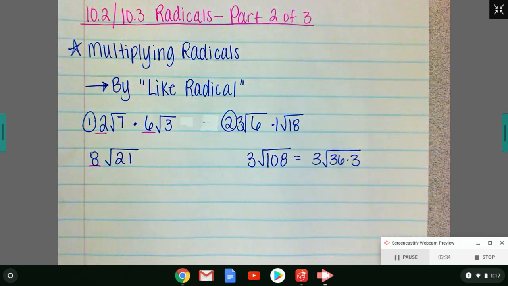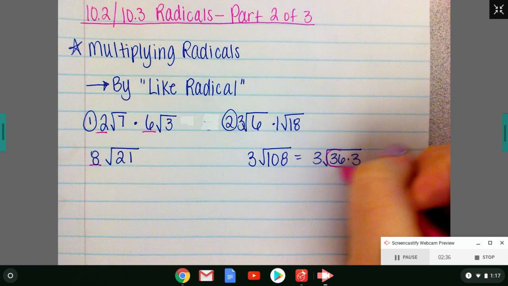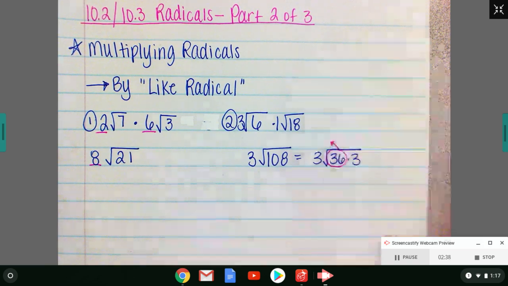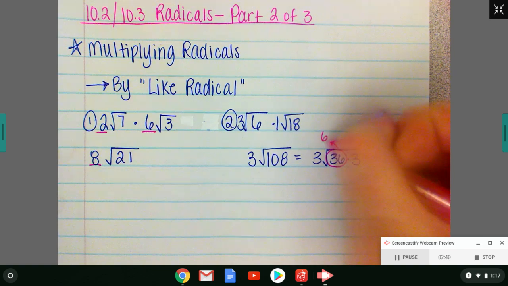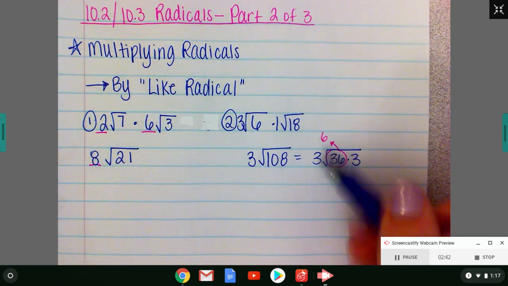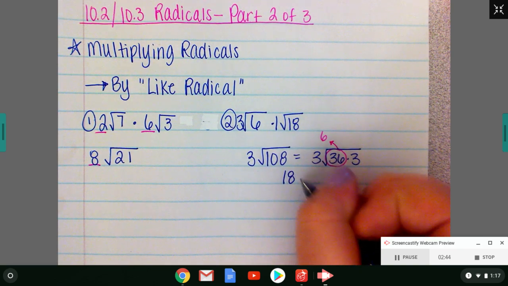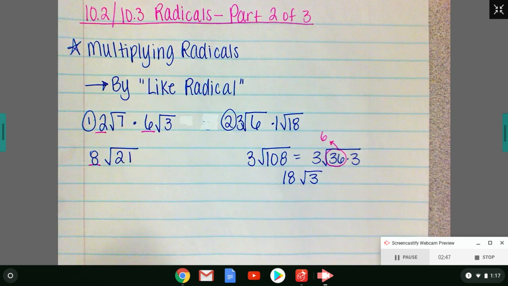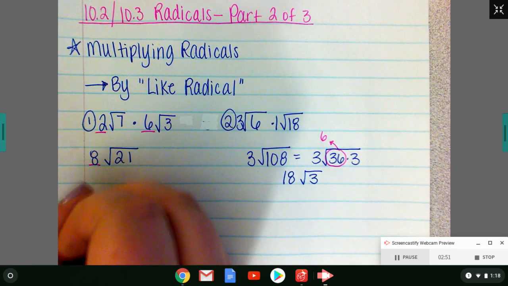And then that 36 is perfect, so we can break it out of jail. It's had some good behavior, been perfect. We can break it out, and now it's going to be a 6 when it comes out. So on the outside, we've got 3 times 6 is 18. And on the inside, root 3. Let's do one more like that.